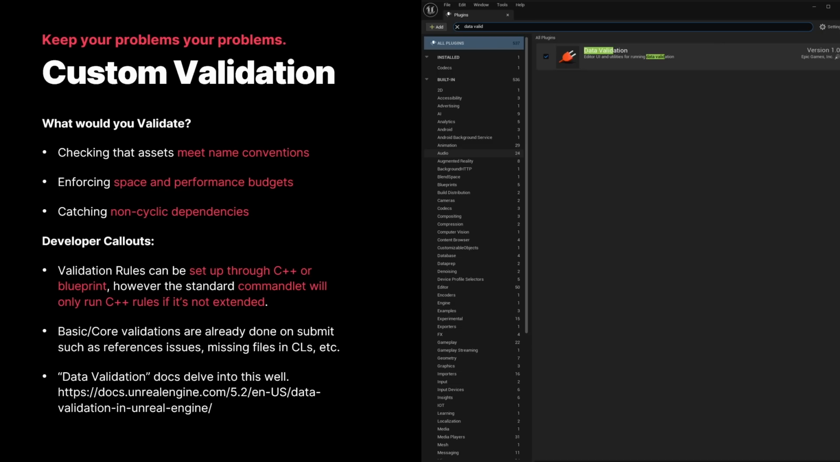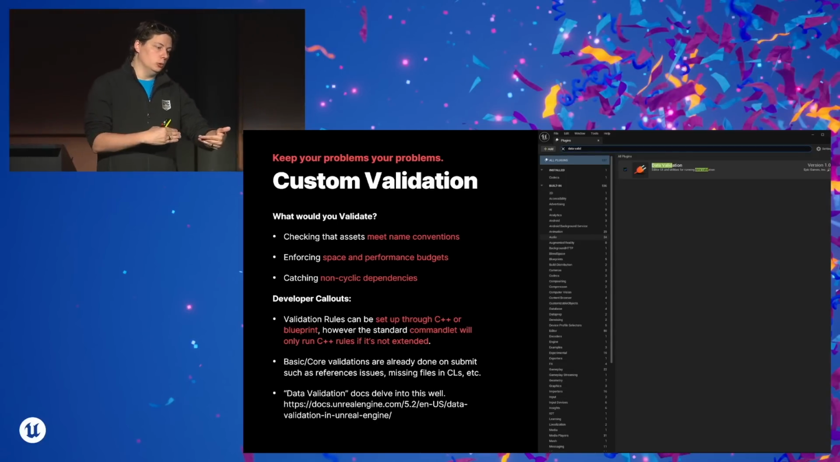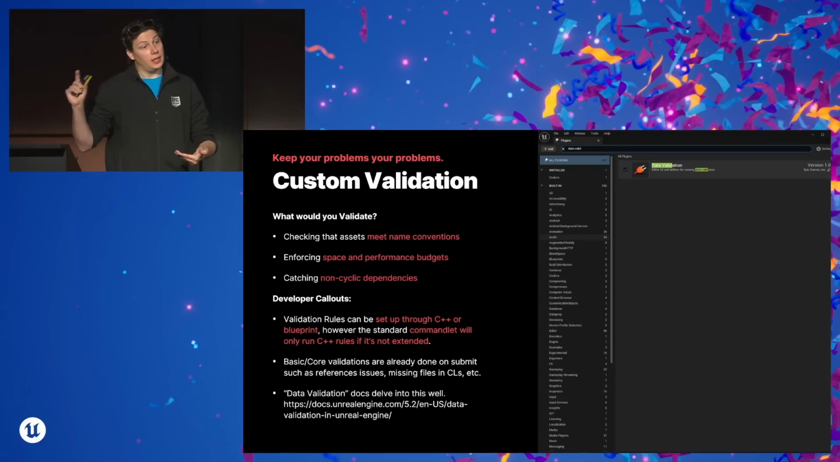So I wanted to just quickly bring up custom validation. Custom validation, you can set up your own data validation plugin. Like, you can enable it and have data validation rule sets. So data validation rule sets allow you to basically say, hey, I want to have a hook so that whenever I go to commit this asset, Unreal will call a warning if this blueprint doesn't have this value set.